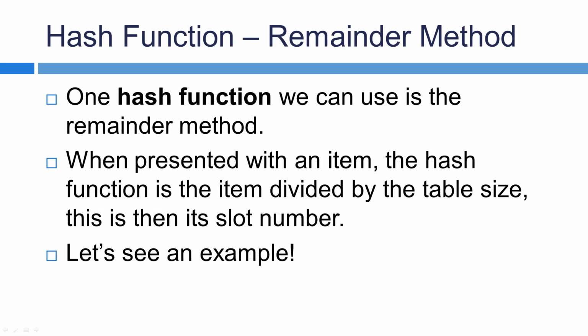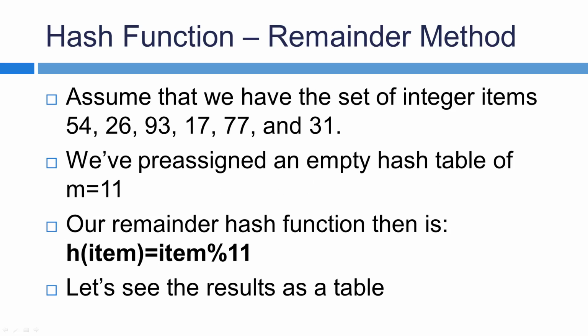One hash function we can use is known as the remainder method. When presented with an item, the hash function takes the item divided by the table size, and the remainder is then its slot number. Let's go ahead and see an example of how this works. So assume that we have a set of integer items, let's say 54, 26, 93, 17, 77, and 31. We've pre-assigned an empty hash table of m equals 11. That was the figure we saw earlier of essentially an empty list.